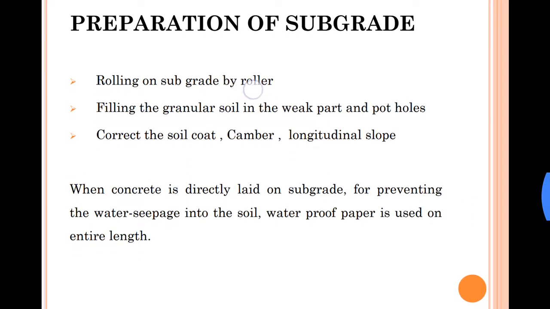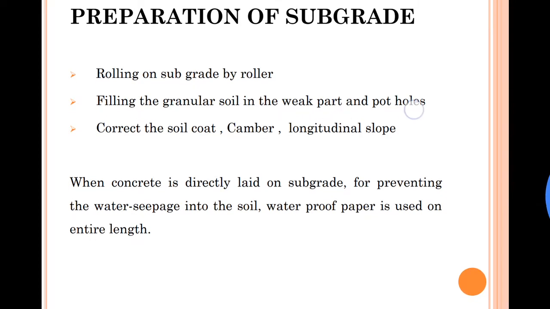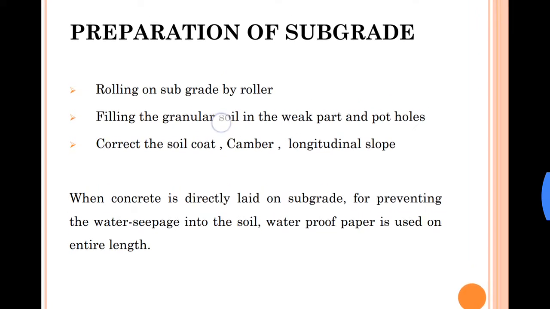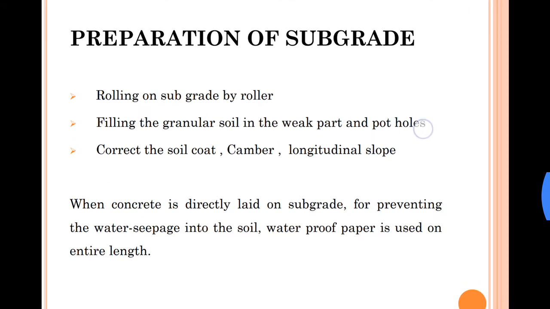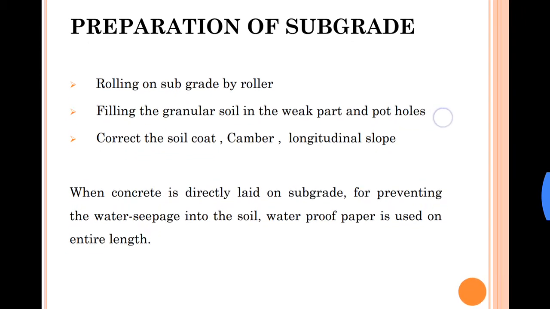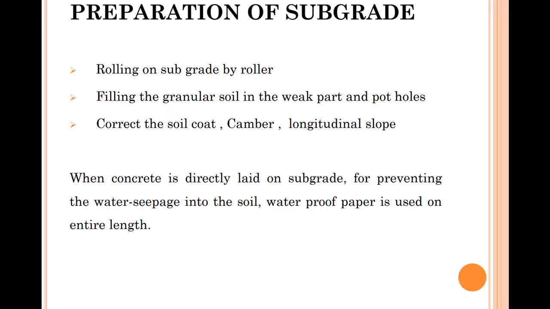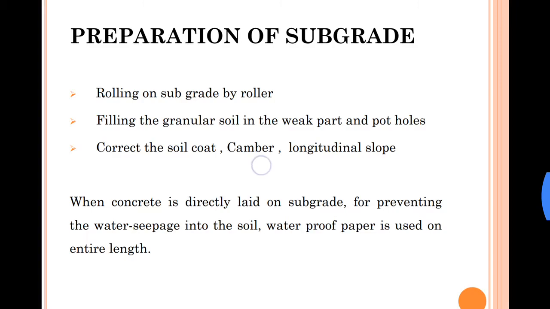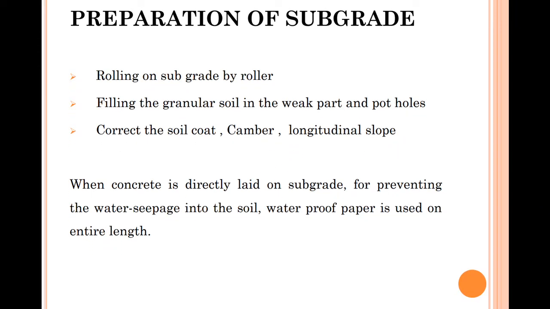Rolling on the subgrade by roller. First we need to roll on the existing ground. Filling the granular soil in the weak part and potholes. If there are any weak part, then we need to fill it with soil and again compact, and if there are potholes we need to remove them by filling them and compacting. Correct the soil coat, camber and longitudinal slope. From the subgrade itself we need to start providing the camber and the longitudinal slope.